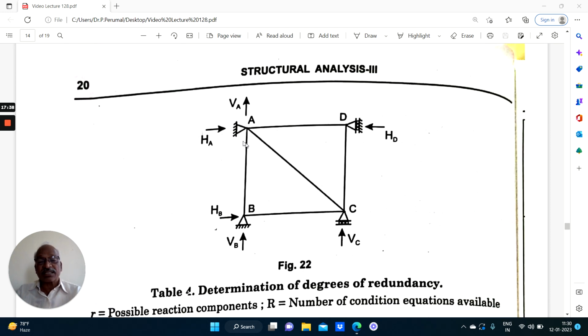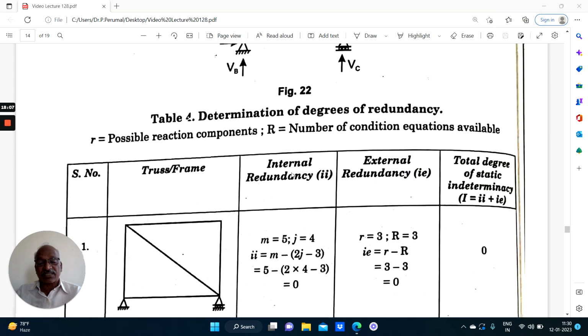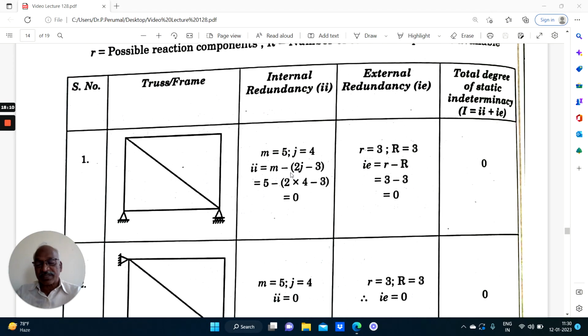Coming to internal redundancy, there are 4 joints, 1, 2, 3, 4, and 5 members. So m minus 2j minus 3 will be equal to, m is 5, 2j minus 3 is equal to 2 into 4 minus 3, that is also 5, equal to 0. So this truss is externally indeterminate to 3 degrees, internally determinate. So with this basics, let us go through some examples available in the form of a table.